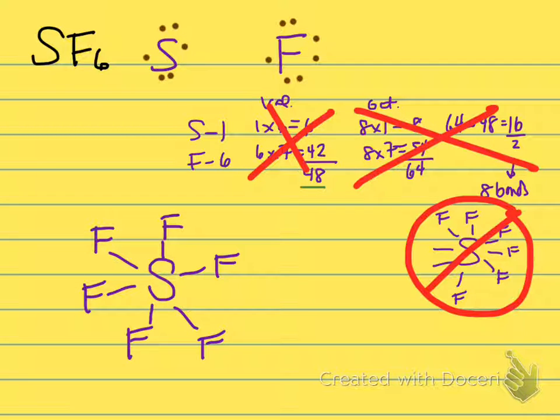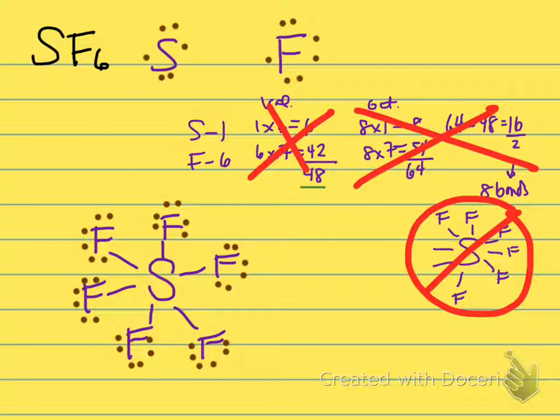Remember that fluorine is incredibly electronegative, and it came in with 7 valence electrons. It's not going to give any of those up, so I want to make sure I show all those unshared pairs. And believe it or not, what we have here is the structure of sulfur hexafluoride.